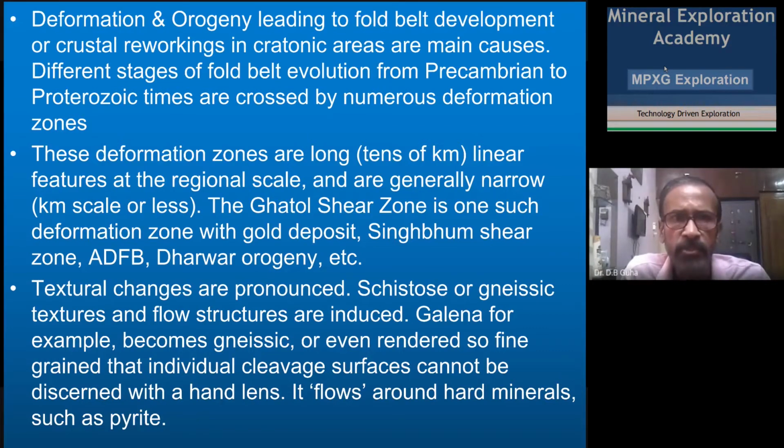regional deformation zones. So these deformation zones are mostly longitudinal, tens or hundreds of kilometers long and centimeters to kilometers wide, half a kilometer to 1 kilometer wide, mostly ductile shear zones or brittle-ductile shear zones. One such example is the Ghatol shear zone in the Bhukia gold prospect of Rajasthan.